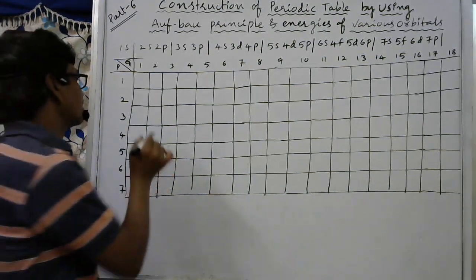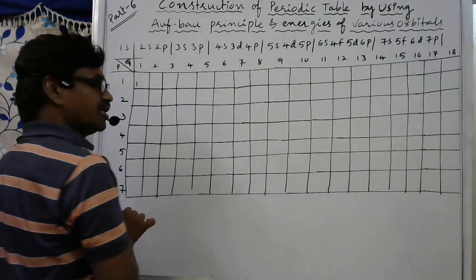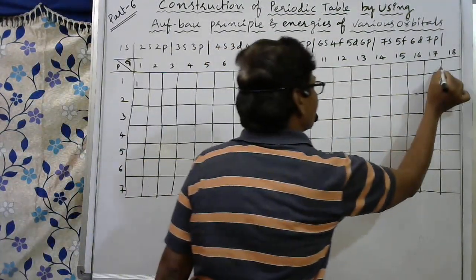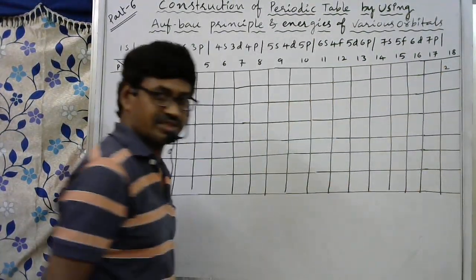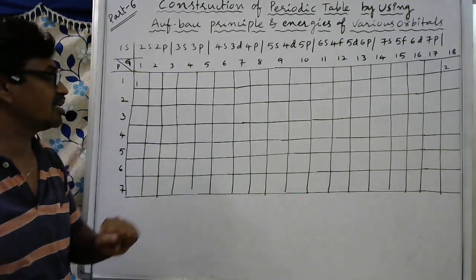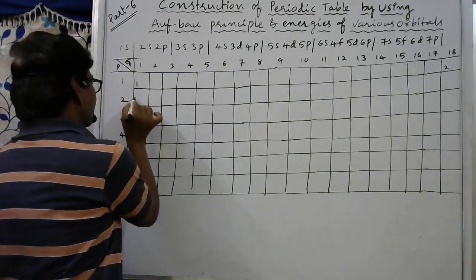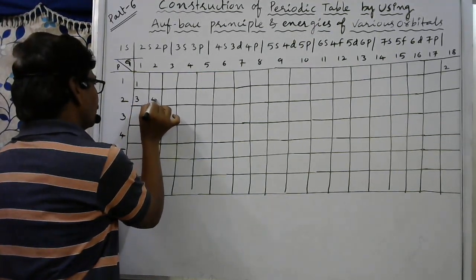First two elements. This is the first element in the periodic table, and this is the second element here. I am writing the atomic numbers. First element, that is the second element. Then the third element, then here 4.